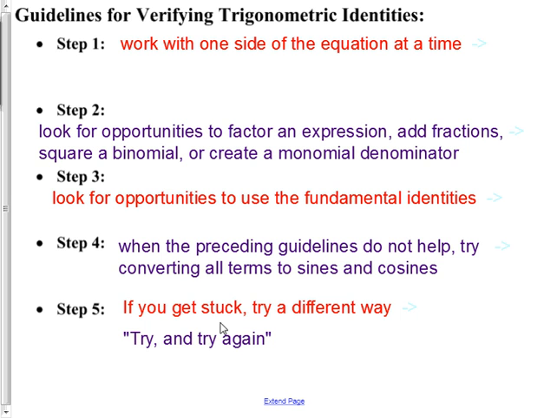Step 5, if you get stuck, try a different way. Try again. So maybe you start off by trying to add fractions and that doesn't work. Then you might look to see, well, maybe we can square a binomial, or maybe we can factor somewhere. Once in a while, if you're really stuck, it'll also help to try working with the opposite side of the equation, and that might make it clear that we're just 1 or 2 steps away from getting to that value, and then you can continue from left to right.